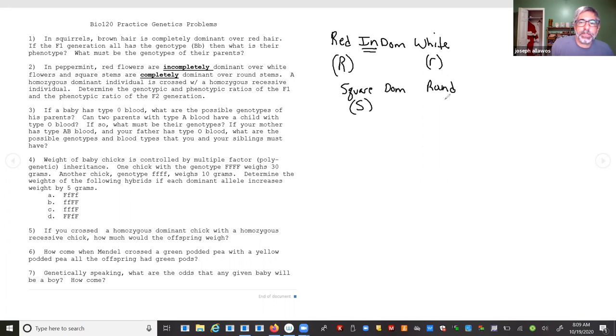And you might think that's kind of strange. It turns out mints have square stems. I don't know why, they just do. Mint plants have a square stem. It's one of the ways you can identify them.